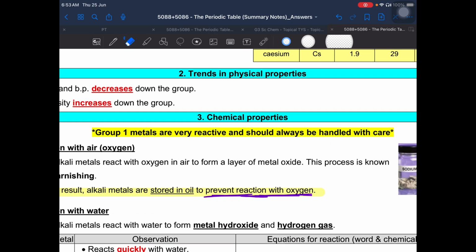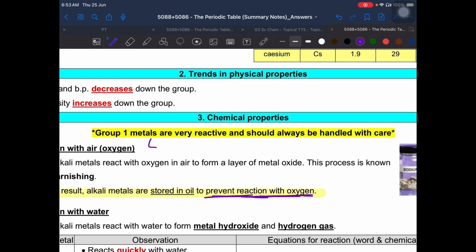And why are they so reactive? It's because they only need to lose one valence electron to react, and that means they will be super reactive, because just one electron gone and there's a reaction that will happen already, right?